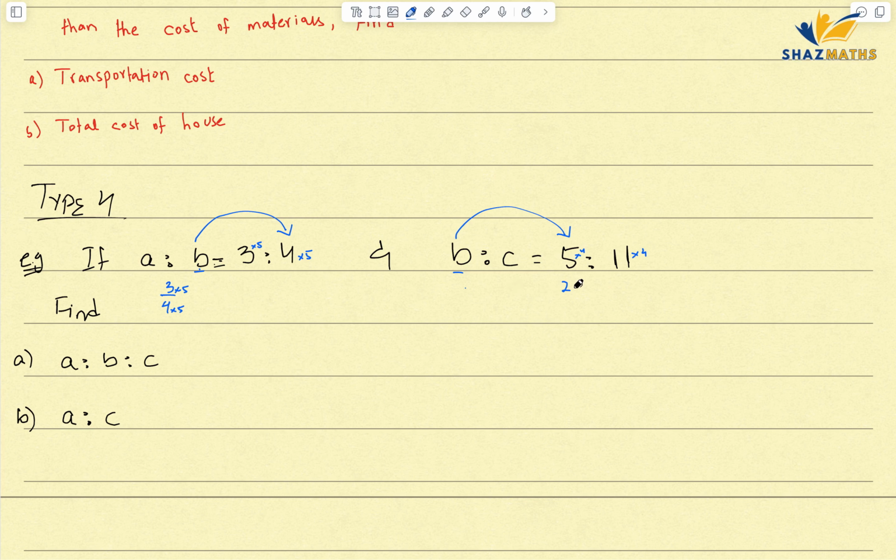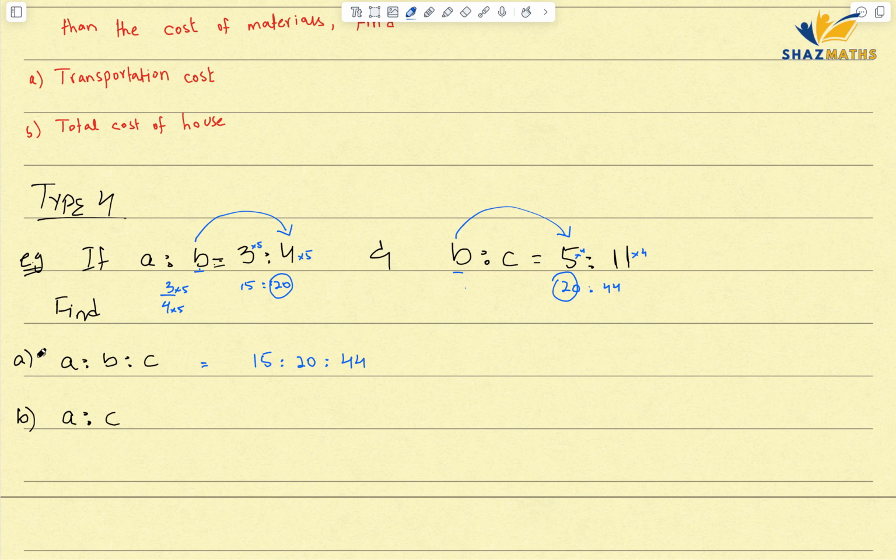So this would become 20 ratio 44, and this will become 15 ratio 20. Now I can easily express it in the form of A ratio B ratio C, because I can see B is the same in both of these components. It's 20 here, 20 here. So this will be 15 ratio 20 ratio 44, and that's my final answer.